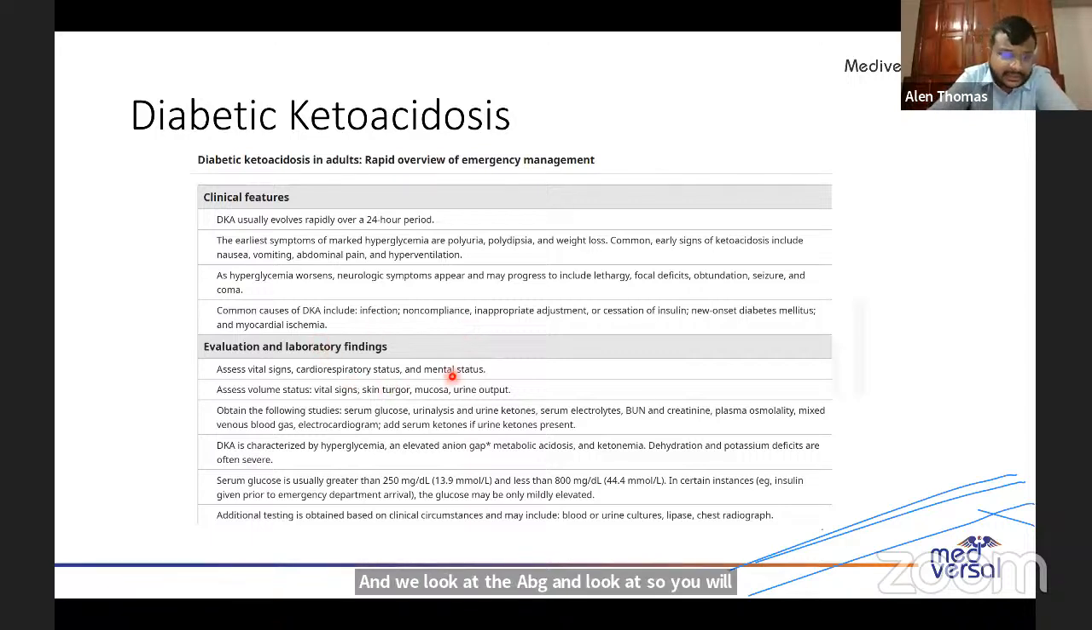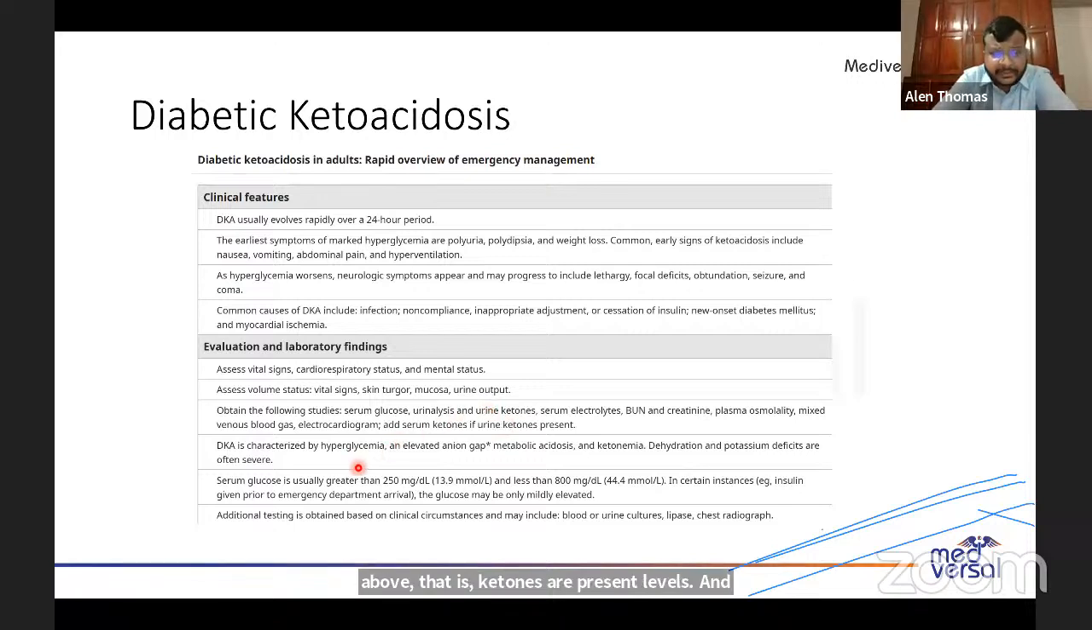So you will assess the vital signs, mental status, volume status. Of course, you need to get the serum glucose. Just follow the red pointer. Ketones above 0.1 to 0.4 means ketones are present. Also creatinine levels, and an ECG, of course.